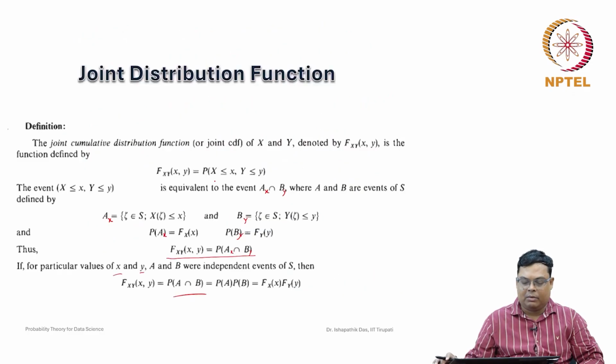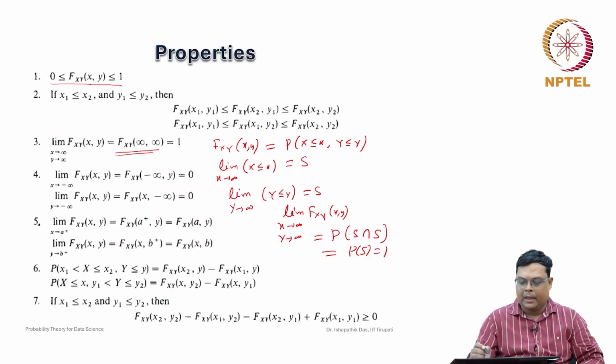Now, what about other properties? This is right continuous, that is, b plus equals F_XY at b. These are the usual properties; we have already seen this kind of properties in the univariate random variable cases also, and we have already discussed them.